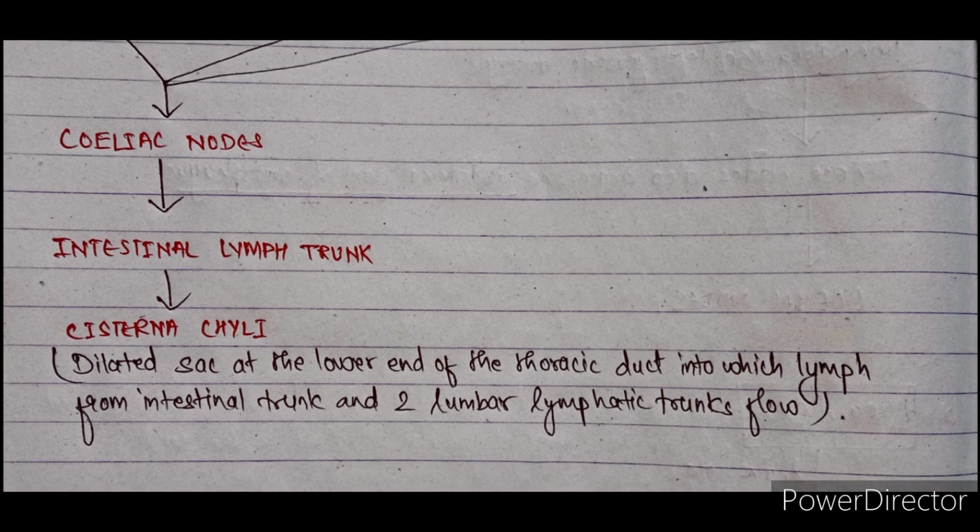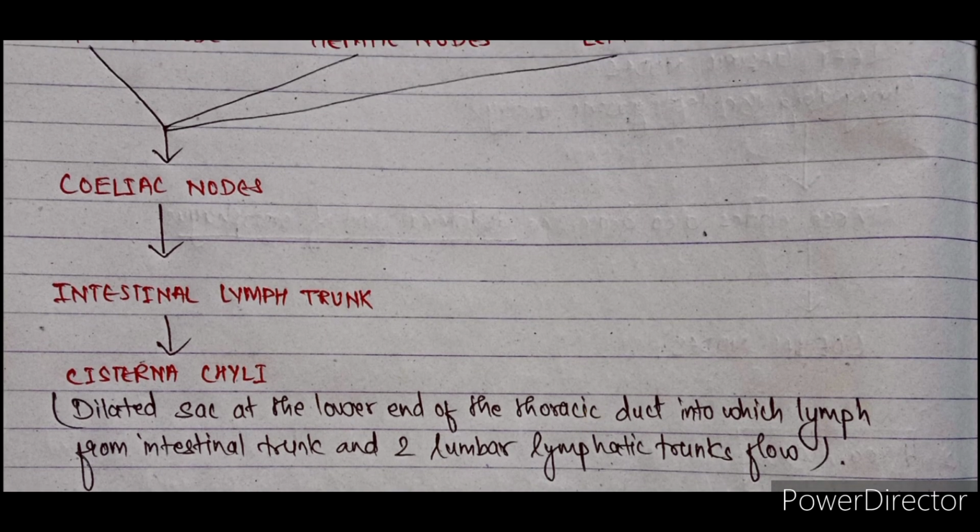So what is cisterna chyli? It is the dilated sac at the lower end of the thoracic duct into which lymph from intestinal trunk and two lumbar lymphatic trunks flow. So here we finished about the lymphatic drainage of the stomach.